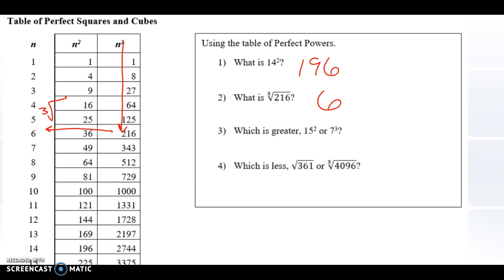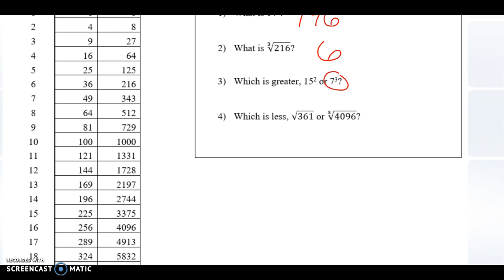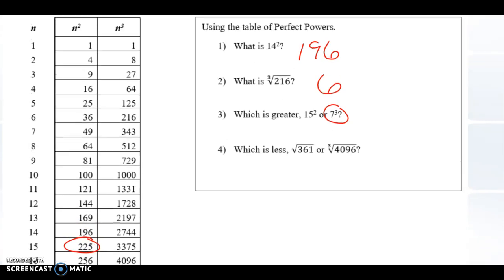Then it asks us, which is greater? Aiden, what did you get? I got 7 cubed. You got 7 cubed is greater? All right, let's see what those are. So 15 squared is 225. And 7 cubed is 343. So I would agree 7 cubed is greater.